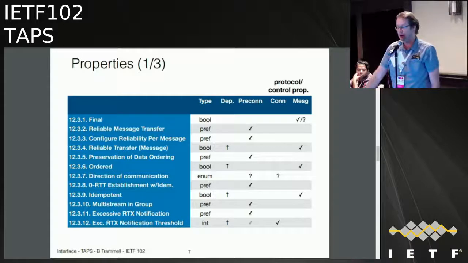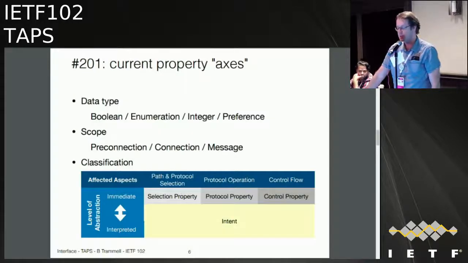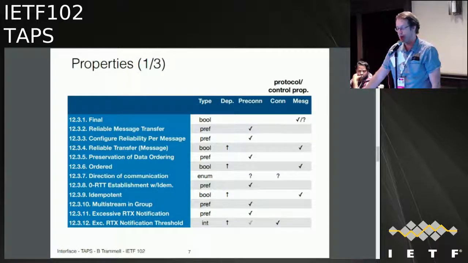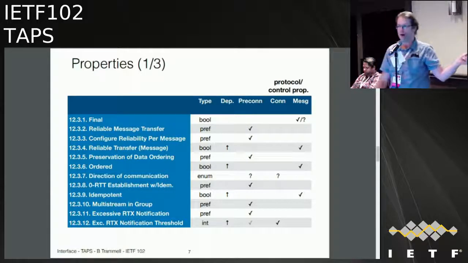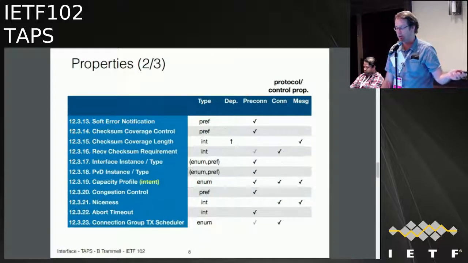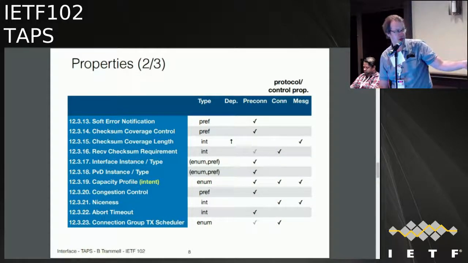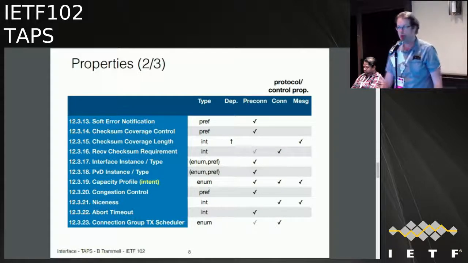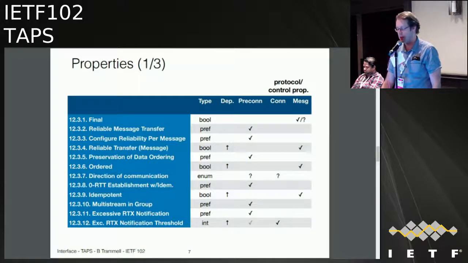Yeah. So we took these axes and applied them to all of the properties that we have. You can see some question marks in there. These are things that we're not even sure are properties. I'm not going to go through each of these. I'm just going to ask people to have a look. Here, type is the data type. I actually think the data type is useful. We should keep it. It turns out that we do have this horrible thing, which is when you're talking about interface and PvD instances, you have to have an enumeration / preference tuple. We maybe can do that a little bit more cleanly.